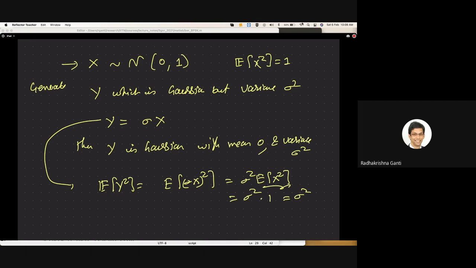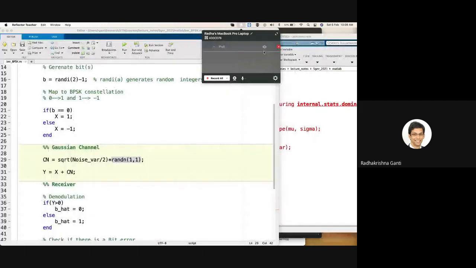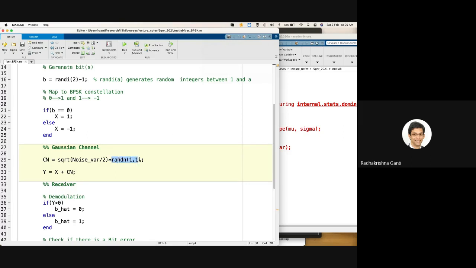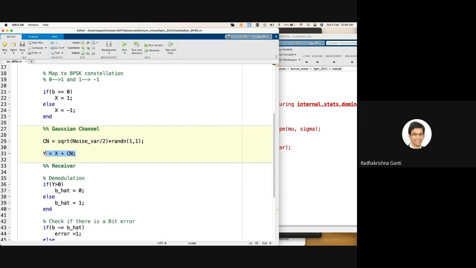Okay, so based on this, I'm going to do this simulation. So I'm generating random, it generates a Gaussian random variable with 0 mean and unit variance. Okay, it generates 1 comma 1 means it generates one random variable. Otherwise, you can generate a vector of random variables also. Then I'm multiplying with the noise variance by 2, because each dimension from real part and imaginary part will have noise variance by 2. I'm taking the square root of that. Okay, remember sigma square I multiply by sigma. Then I'm adding it to my x. Y is equal to x plus noise. Okay, so this is where my channel is done. Now my channel is done at this point.